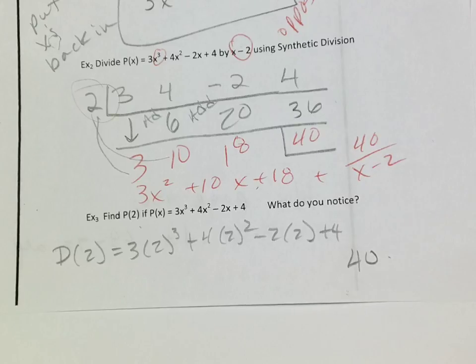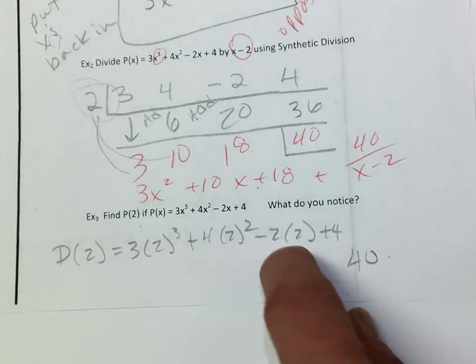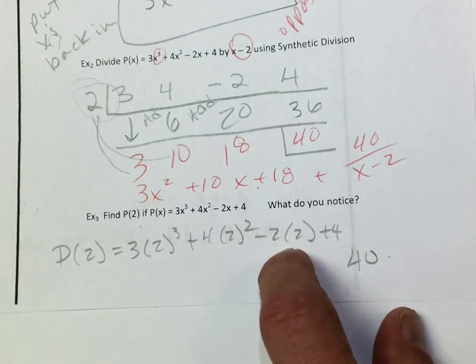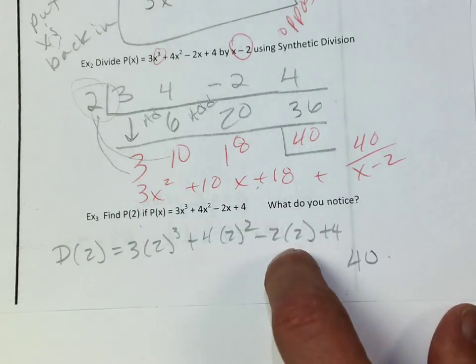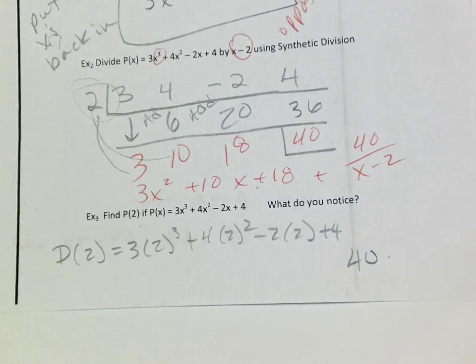So there's a thing called the remainder theorem. Okay, now here I'm going to say it. The remainder theorem says, synthetic substitution. I'm getting ahead of myself. Synthetic substitution says this: if you plug in the number that you're going to divide by, it'll tell you what the remainder is.